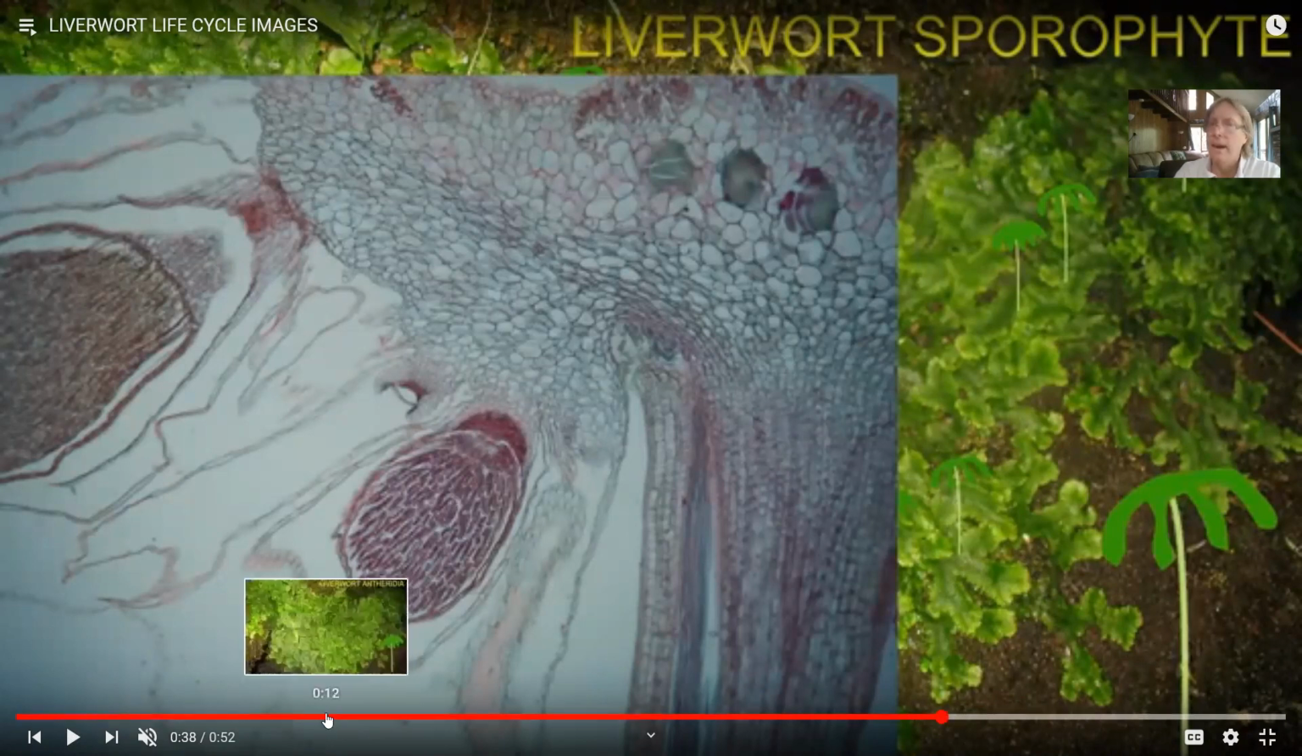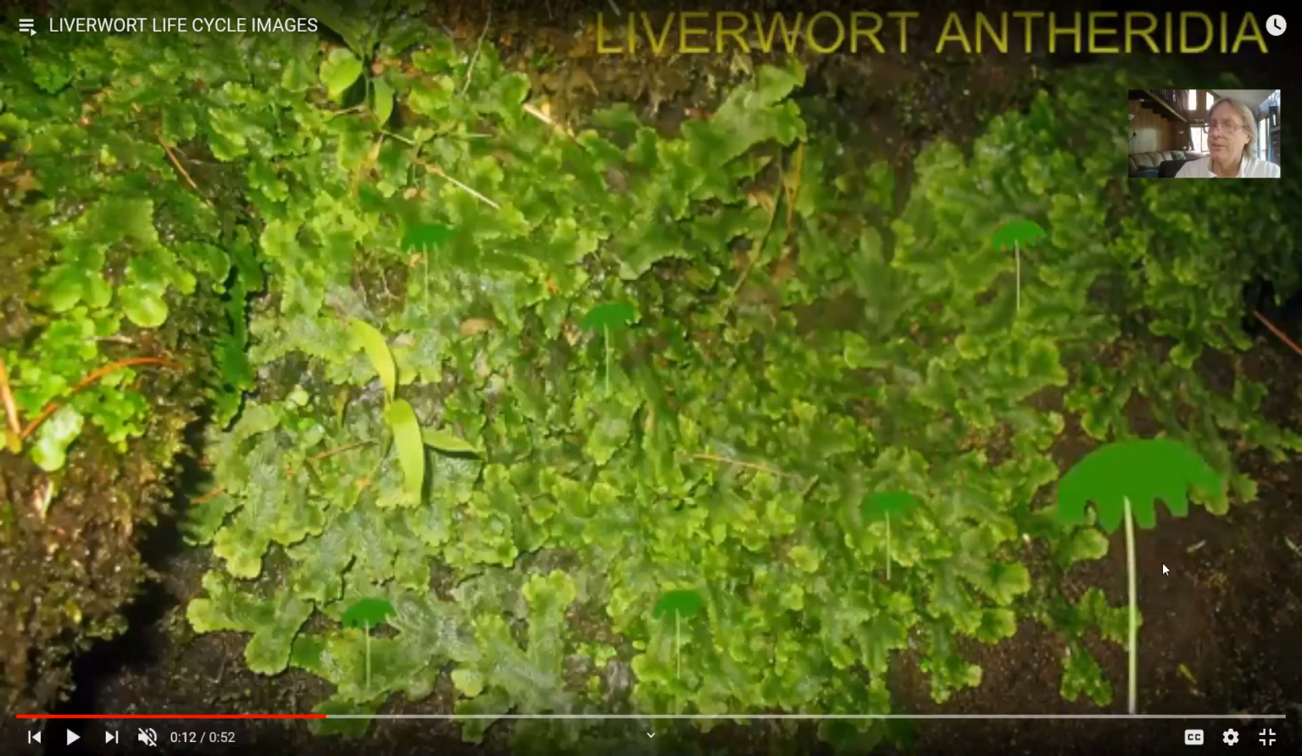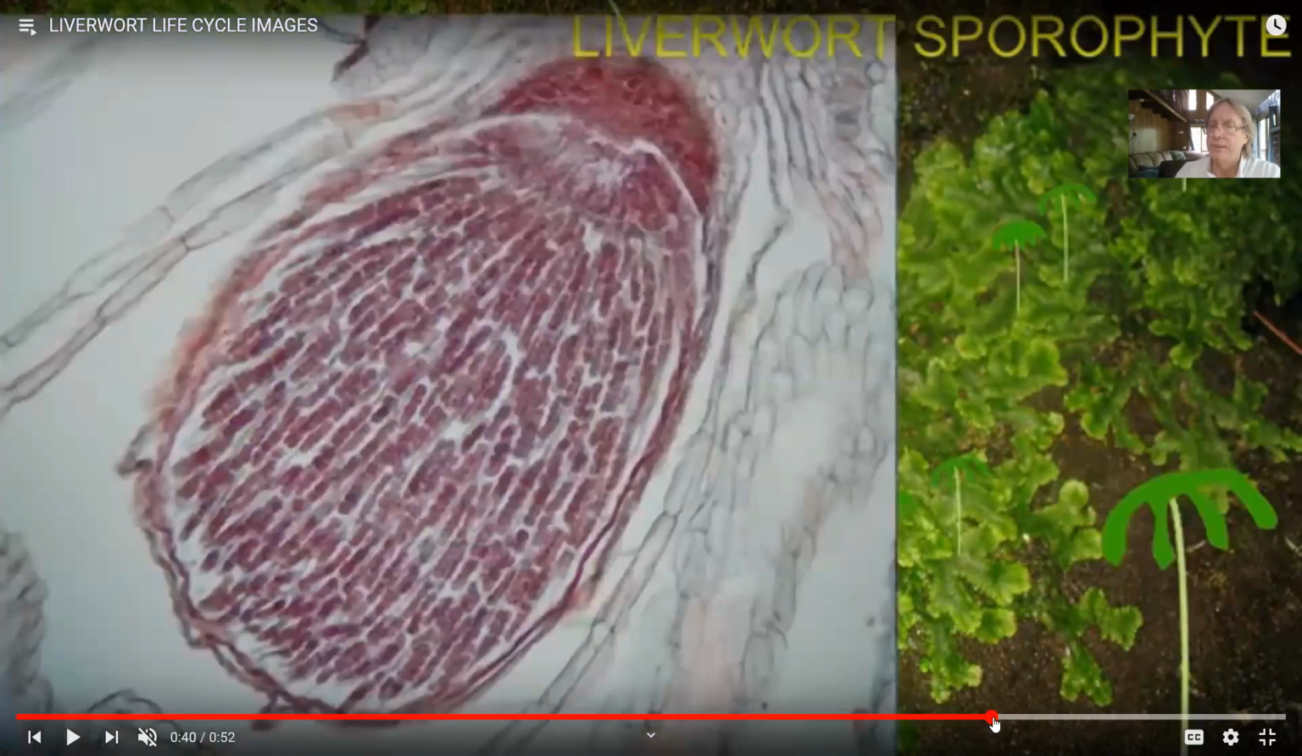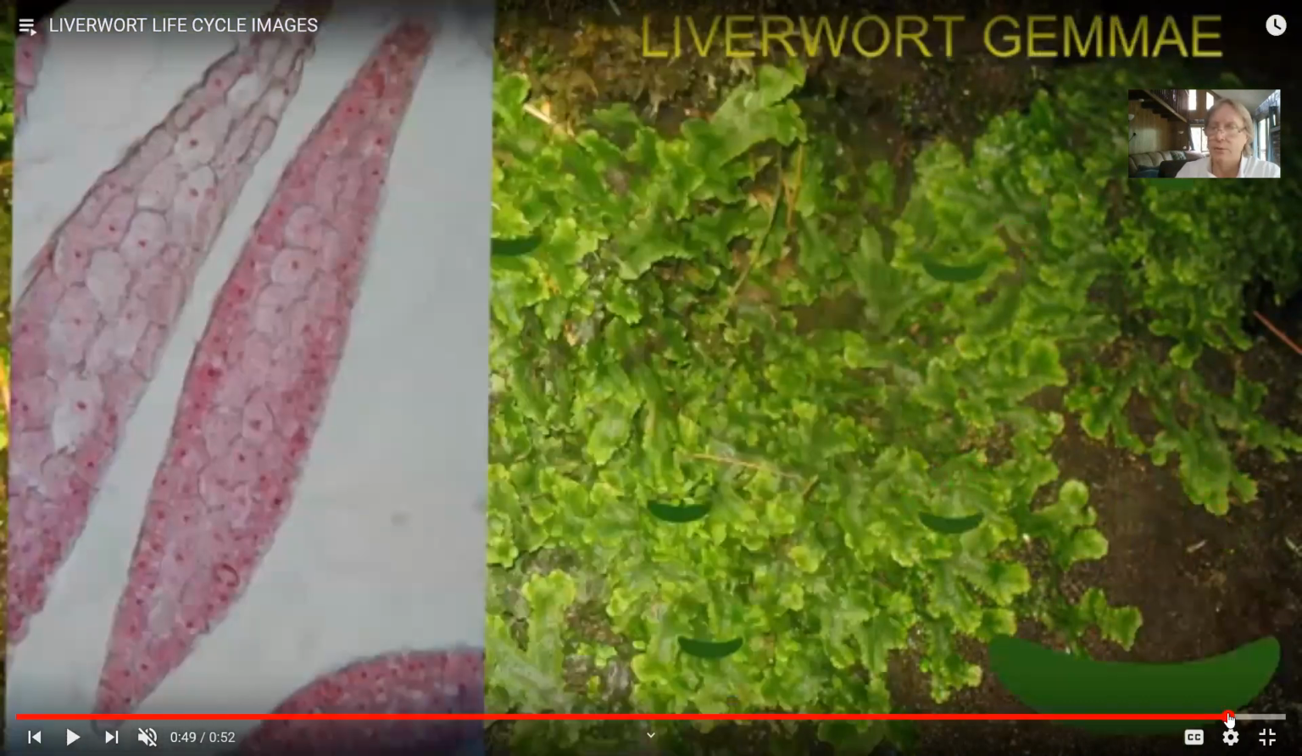Also, if you look, the gametangia, the structures which are producing the sperm and the ova, are multicellular. The green algae don't have that. And so because the structures producing the sperm and ova are multicellular, and because the diploid phase is multicellular, there have been some advances since the algae.